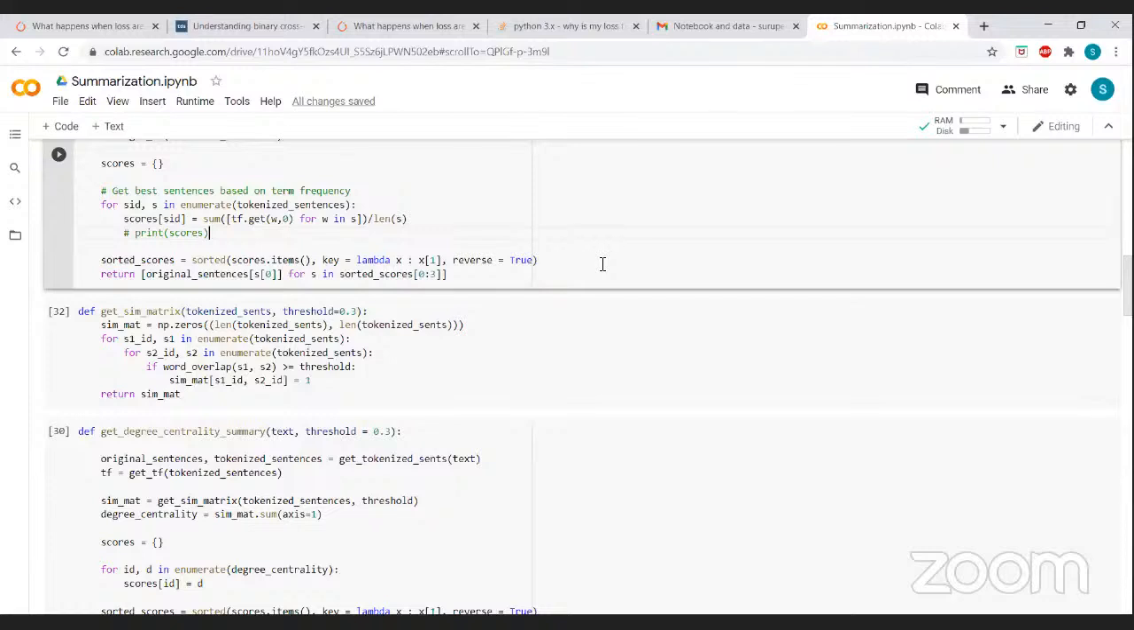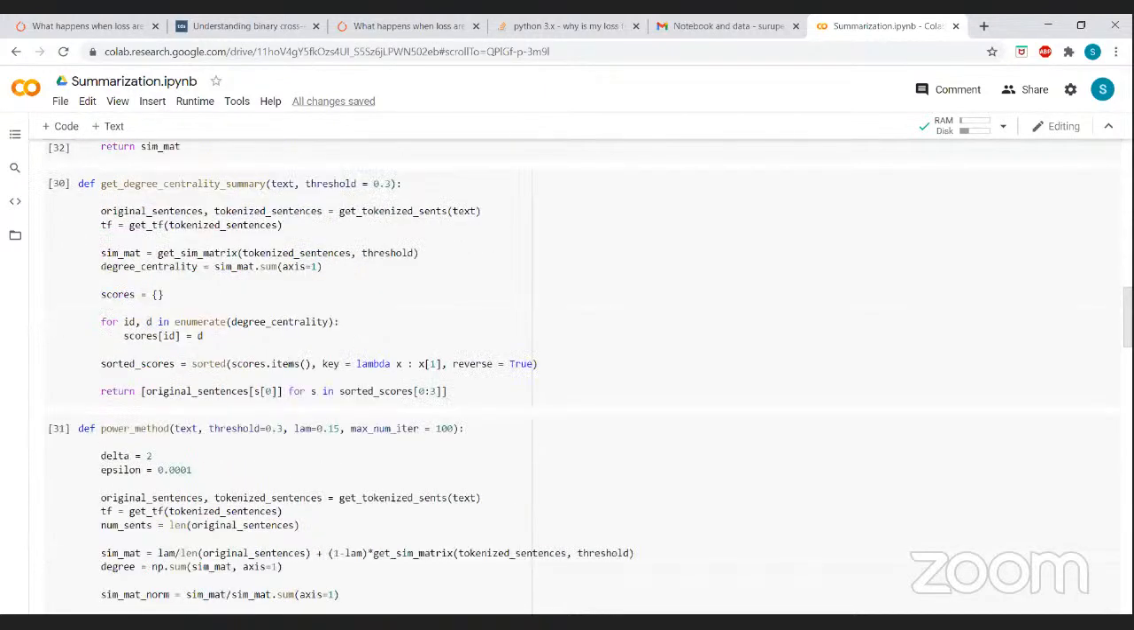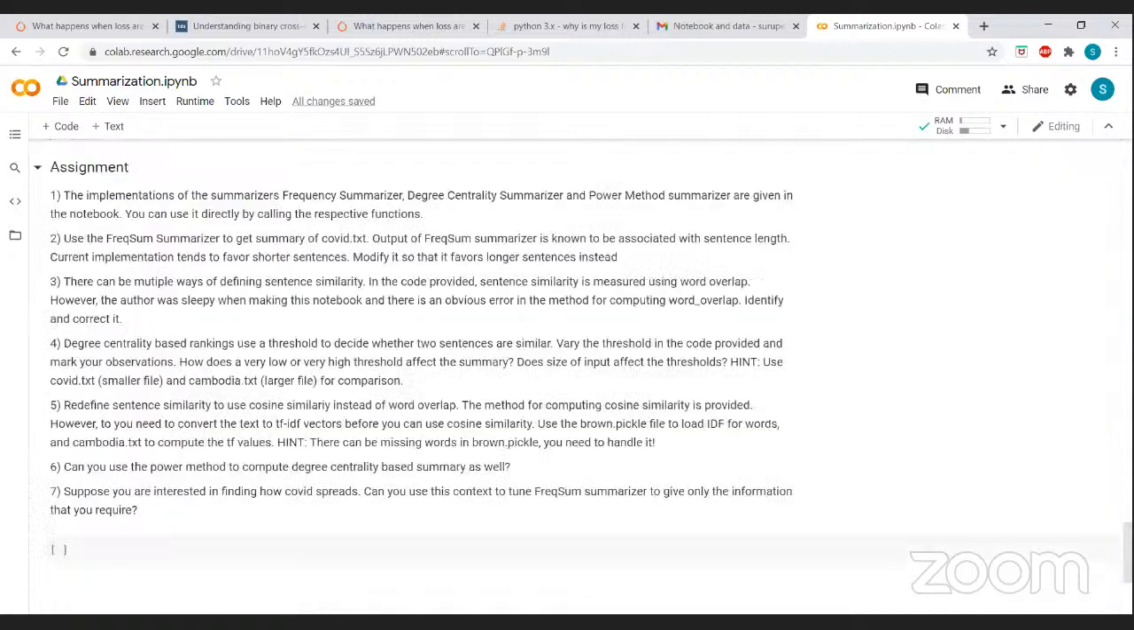Okay, let's talk about the sixth question a bit. Maybe you can take some of these questions offline. But the sixth question is something I want all of you to attempt. Sorry, the seventh question in your case. Suppose you are interested in finding how COVID spreads. Nothing else about COVID, just how it spreads. How would you use this context and the freak sum? How would you modify the freak sum summarizer to just give you that information?